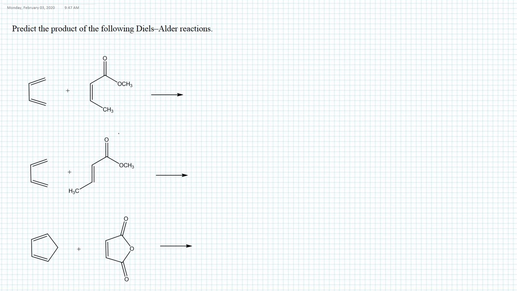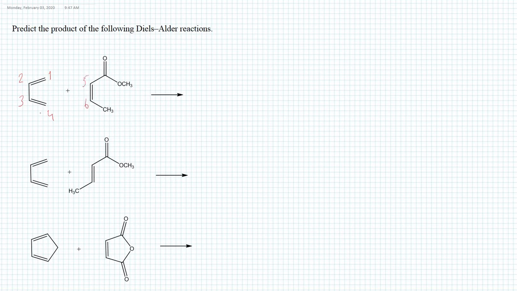In the first case, we have a diene here and we have a dienophile, and we are going to write the corresponding product here. It's always better in this type of question to label or number the atoms so that you can follow the reaction. Let's start from the diene. Let's say this is number 1 carbon, number 2, number 3, and number 4. And for the dienophile, I'm going to number the alkene part as 5 and 6.